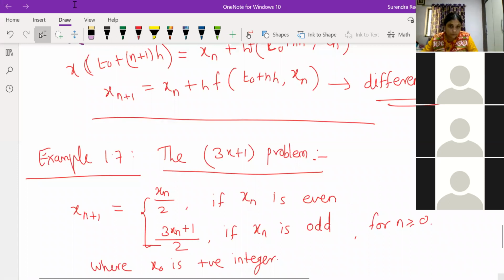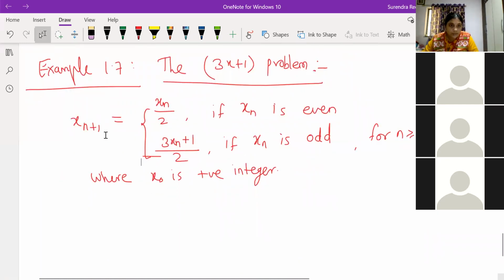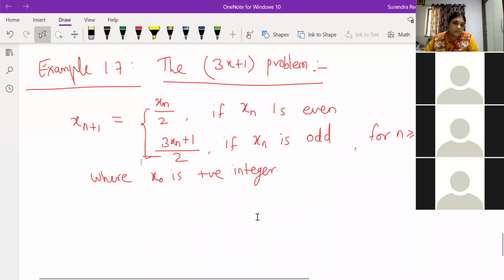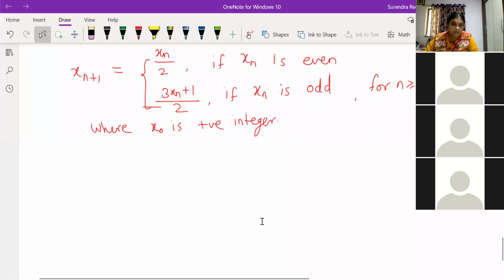What is that? X(n+1) is equal to Xn by 2 if Xn is even. It depends on even or odd. If my nth term is even, then my (n+1)th term is Xn by 2. If Xn is odd, then my next term is (3Xn plus 1) by 2. So this problem is known as the 3x plus 1 problem. Actually it is a non-linear type of difference equation we will come across.